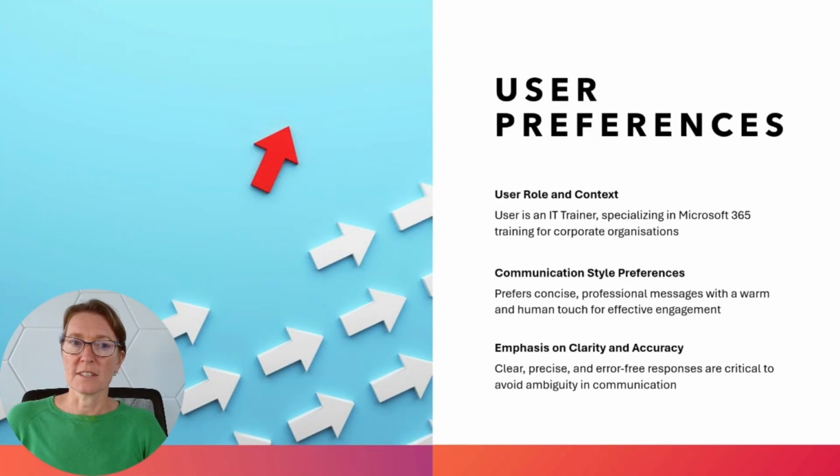Next, we have user preferences. So how do I want Copilot to interact with me? What are my preferences from that perspective? I'm an IT trainer, and I specialise in Microsoft 365 training for corporate organisations. So I want Copilot to always remember that when it's coming back to me with responses. I prefer concise, professional messages and a warm human touch. So I'm giving it specific instructions there. I also want an emphasis on clarity and accuracy. So I want clear, precise and error-free responses so that there's no ambiguity.